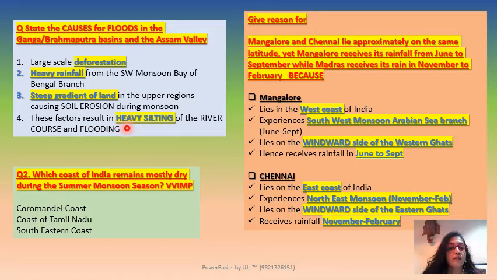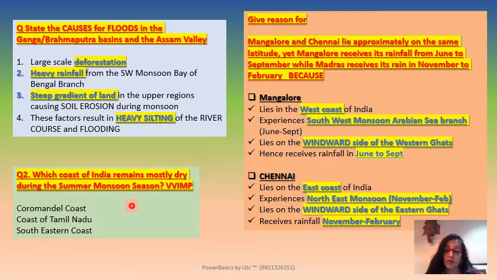These factors result in a steep gradient of land in the upper regions. So the slopes of the mountains are very steep, and there is heavy rain happening. So the land and the soil start moving down, causing soil erosion during the monsoons. These factors result in heavy silting of the river course and flooding.